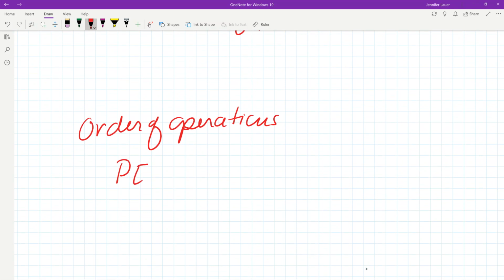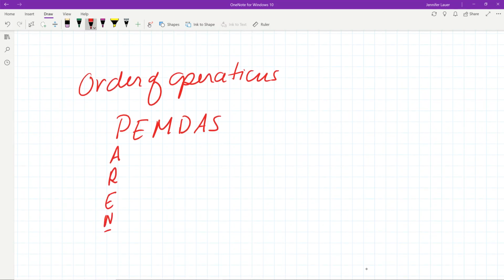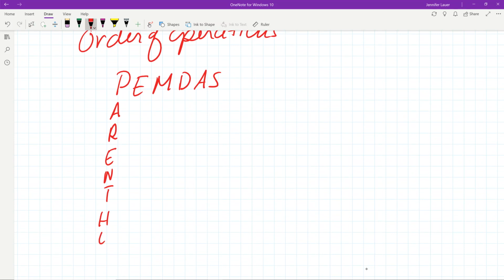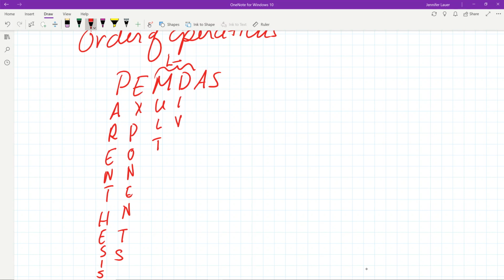So if you remember the acronym PEMDAS, or please excuse my dear Aunt Sally, you have parentheses. That will always come first. You have exponents. That will always come second. You have multiplication and division, which pretty much are on the same playing field. You usually just go from left to right on that one. And the same thing for addition and subtraction. These are on the same playing field. They go from left to right. Okay, so let's just do a couple of these just so you can see what I'm talking about.